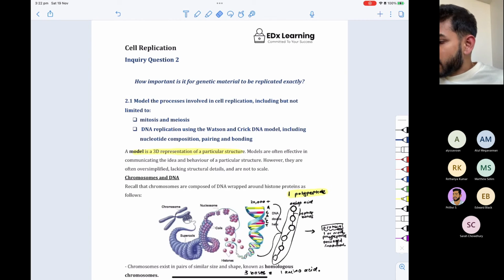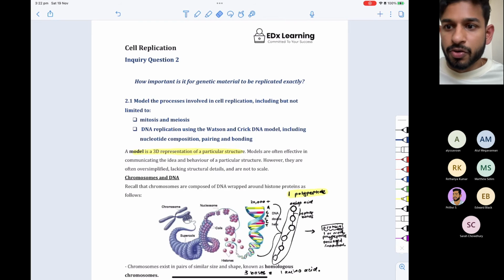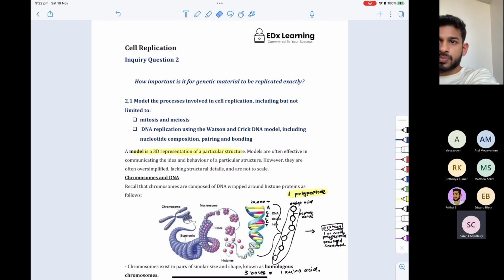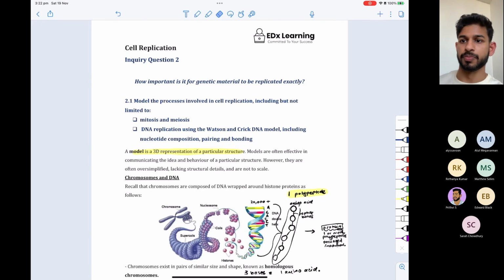Cool. All right, let's start with inquiry question 2. Can someone read out this inquiry question? Sarah, could I get you to read out just inquiry question 2? And while she's doing that, I want someone to be ready to answer the question for me right afterwards. How important is it for genetic material to be replicated exactly? Good. Britannia, what's your answer to that question?